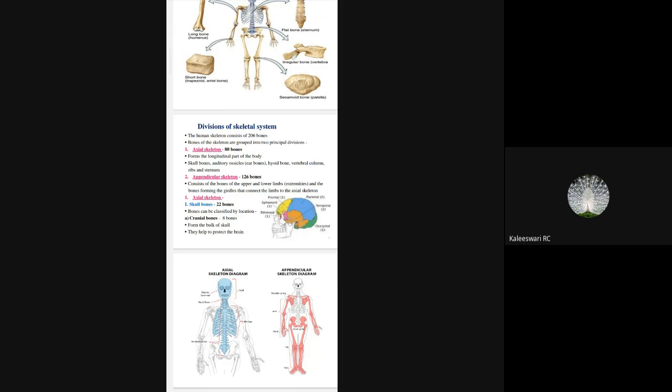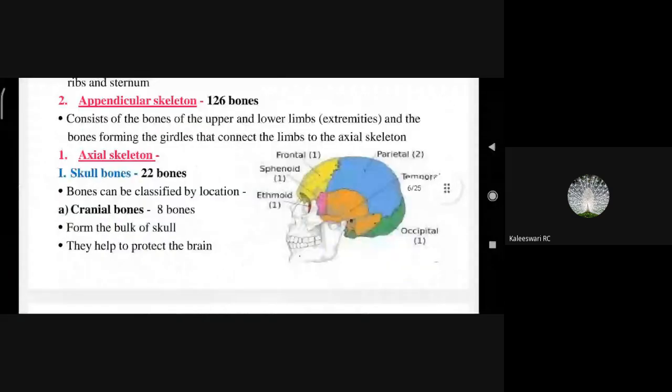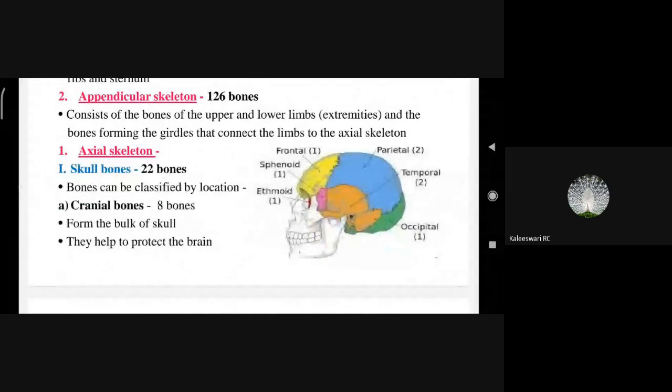So axial skeleton consists of, first of all, on the top of the human body, skull bones. Skull protects our brain. Skull consists of a total of 22 bones. And these bones can be classified by their location. So it is easy to remember how these bones are named. These bones are named on their location.